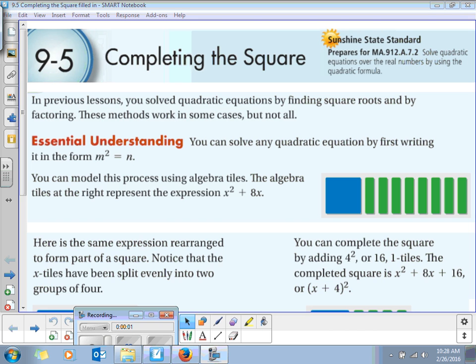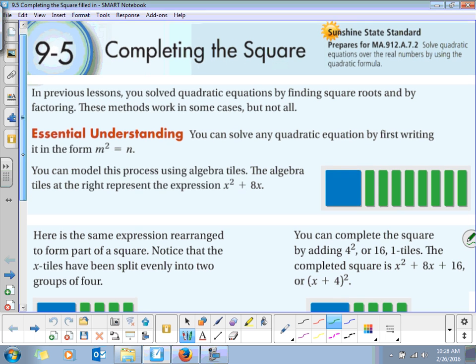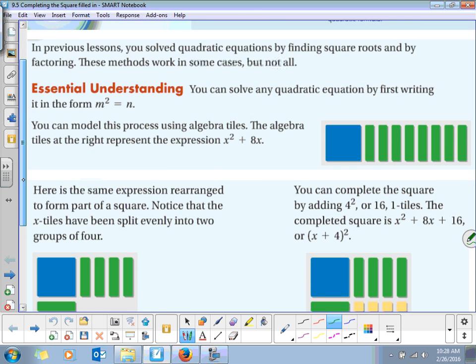Question 9.5 is completing the square. In previous lessons, you solved quadratic equations by finding square roots, by factoring, and by graphing. Sometimes none of those will work. So in this lesson, we're going to learn to complete the square.